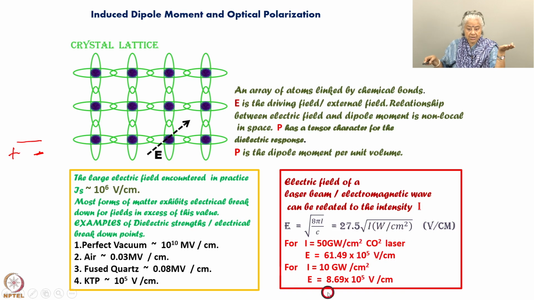Now suppose I take another intensity, maybe for Nd glass. I think this is an example of Nd glass. You can get 10 gigawatt per centimeter square intensity very easily from Nd glass, and the electric field would be 8.69 into 10 to the power 5 volts per centimeter.